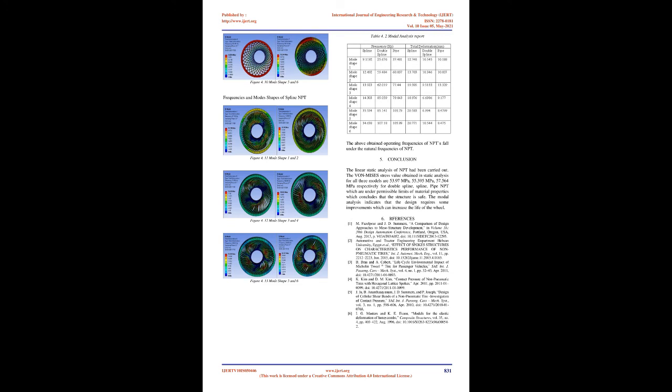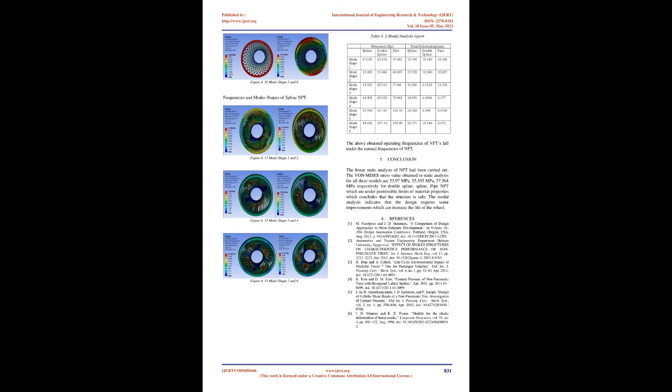In the Y direction on the outer surface of the wheel, a surface load of 7,428 N is applied, because 7,428 N is the maximum braking load capacity of the Type 3, 6.00-26 tire. 5. Conclusion. The linear static analysis of the NPT has been carried out.